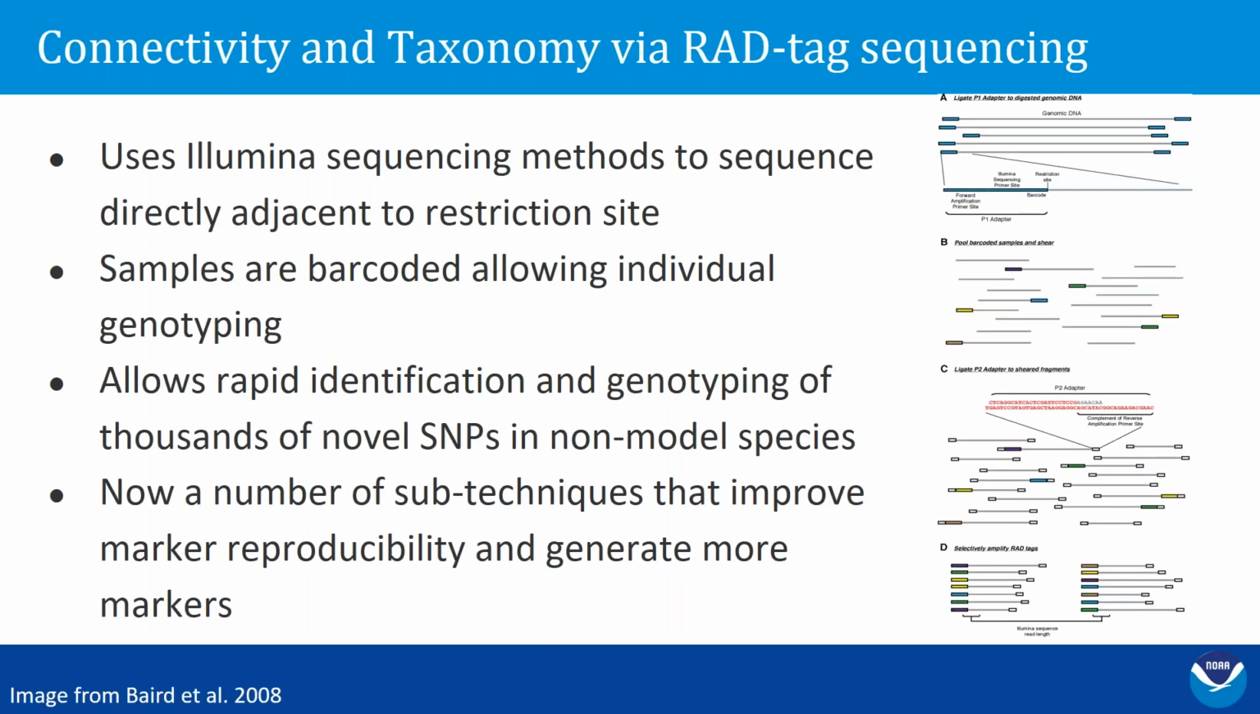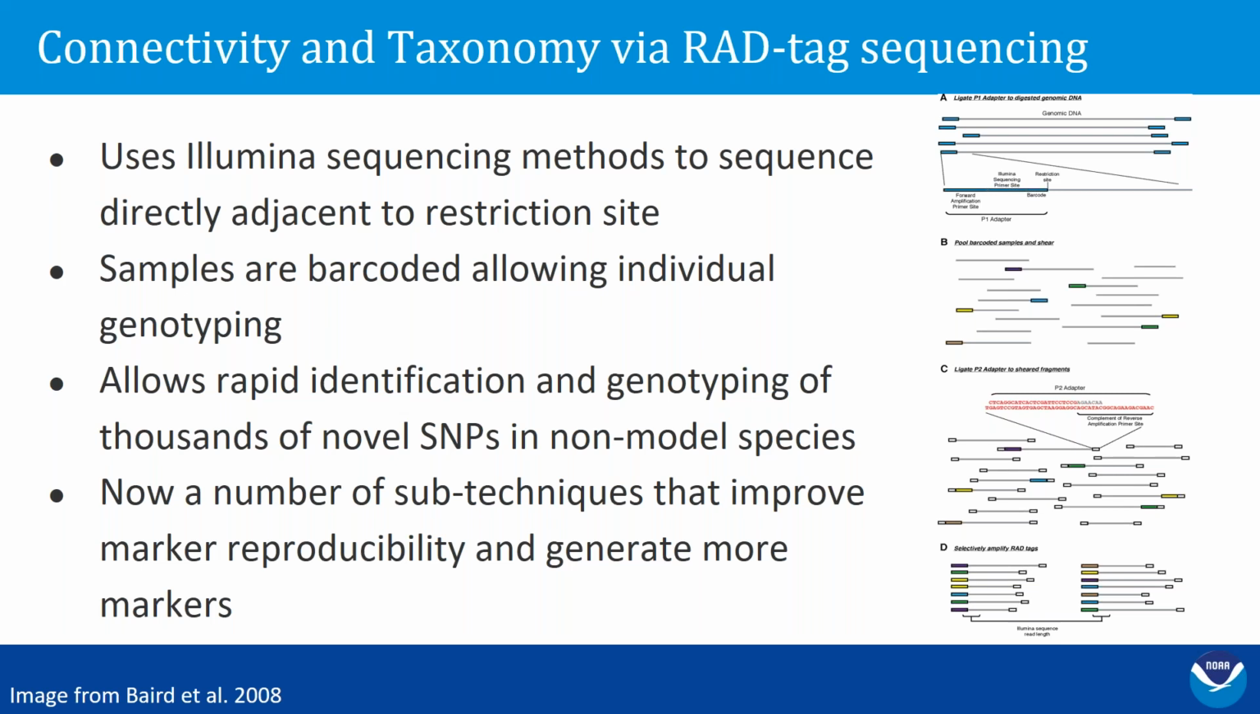So to do this, we use a technique called rad-tag sequencing. This is a technique that uses Illumina sequencing to sequence the region directly adjacent to what's called a restriction site in the genome. And basically this is a way for us to reduce genomic complexity so that in a species like an octocoral, where we don't have a genome sequence available, we can still identify thousands of molecular markers that we can use across multiple individuals to characterize things like population boundaries.